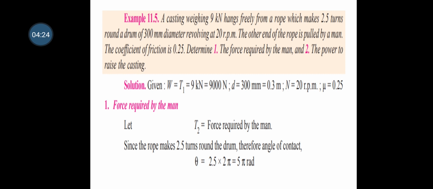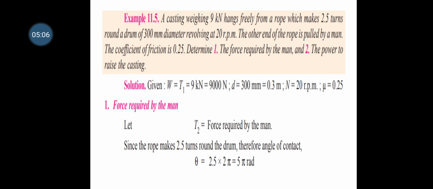Solution. First, write the given details: casting weight 9 kilonewton, that is T1 is 9000 Newton, diameter, N is 20 rpm, mu is 0.25. Force required by the man, let this be T2. T2 is the force required by the man. Since the rope makes 2.5 turns around the drum, the angle of contact theta is equal to 2.5 into 2 pi, that is 5 pi radians.